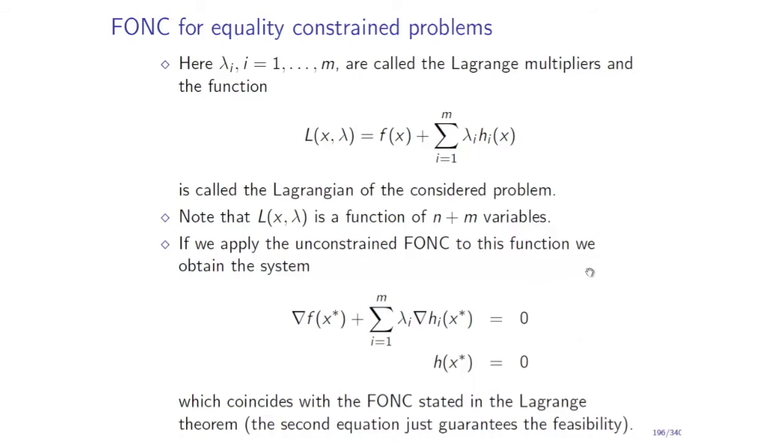So this is exactly the conditions in the Lagrange theorem. Here we have just a system with m plus n equations and m plus n unknowns. An important assumption here is that x star is a regular point. If x star is not a regular point, it can still be a local minimizer but not satisfy this Lagrange condition. All right, we can apply this necessary condition only under the assumption that the point is regular.